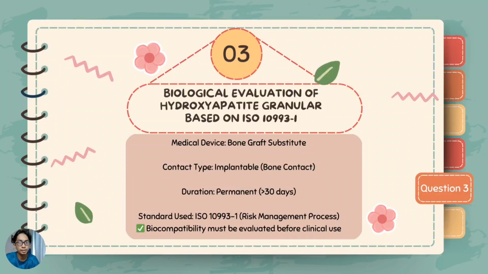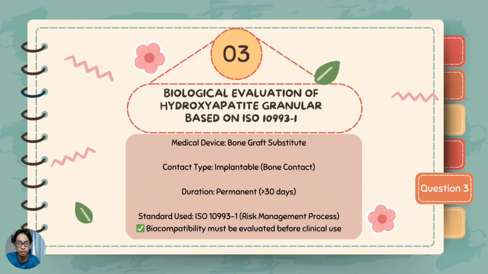Hello, my name is Khairul. Today I will present this topic, biological evaluation of hydroxyapatite granular based on ISO 10993. This material is placed inside our body, especially in our bone, so it stays for a long time. We call that a permanent implant, because if it reaches more than 30 days, we consider it permanent.